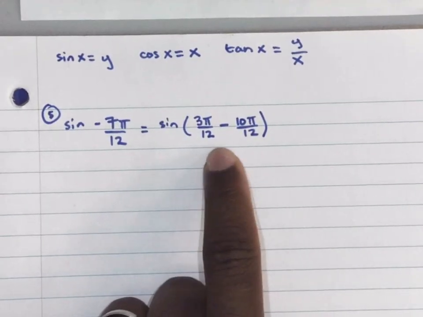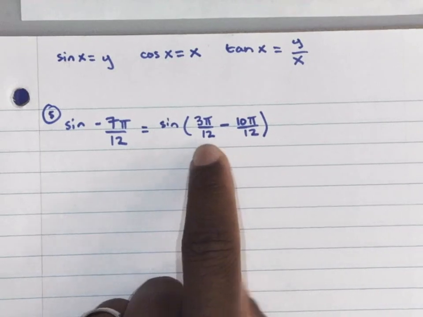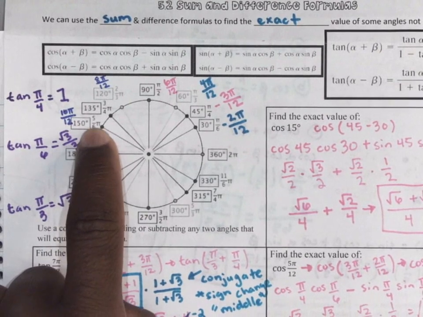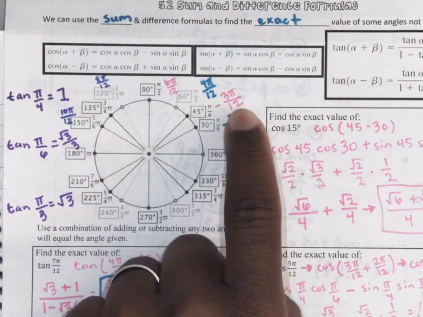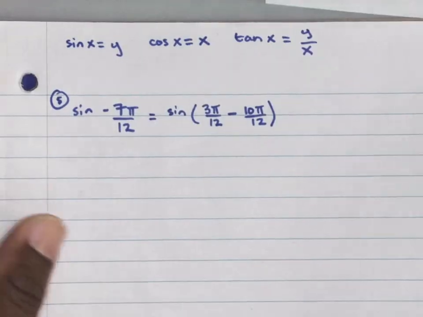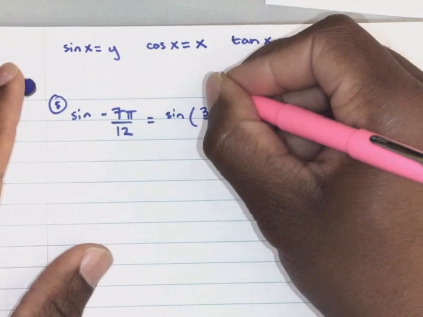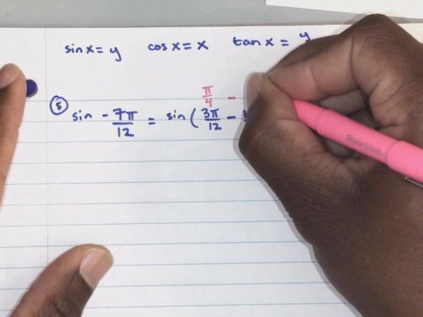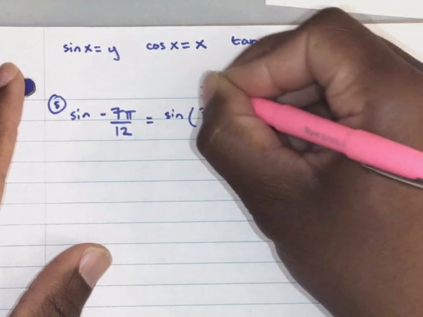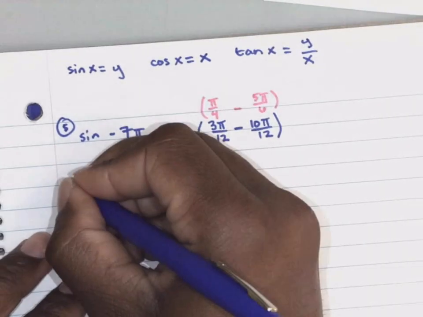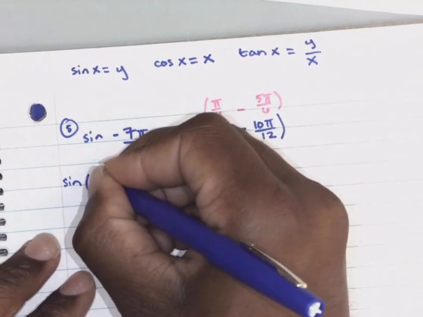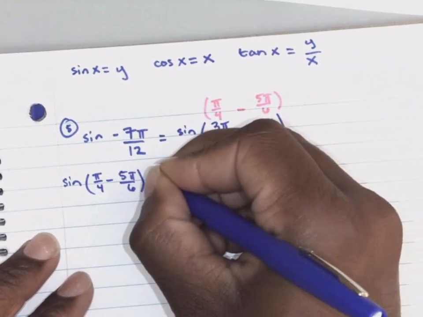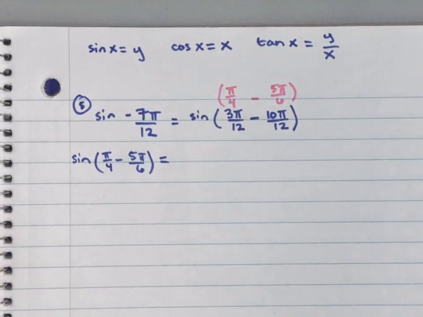I'm not familiar with these two just like this, but when I reduce them, I can see what they really are. 10 pi over 12 is 5 pi over 6. 3 pi over 12 is pi over 4. So those are the two angles we're going to use. This one is pi over 4 minus 5 pi over 6. That's what we're going to put into our formula. So we've got sine of pi over 4 minus 5 pi over 6. We're doing the difference formula.